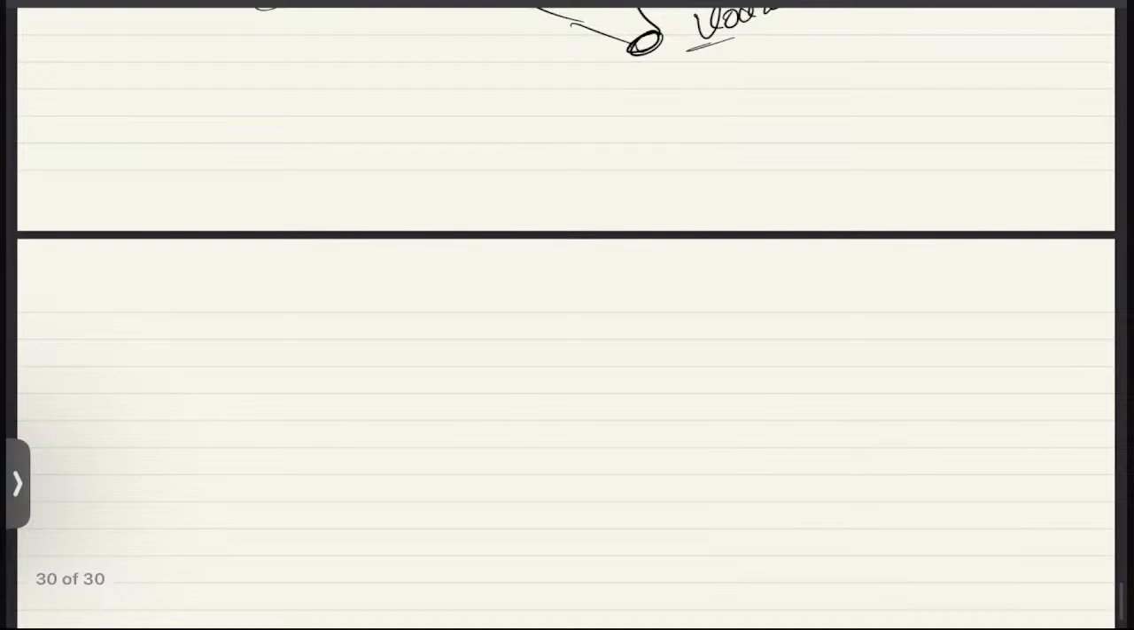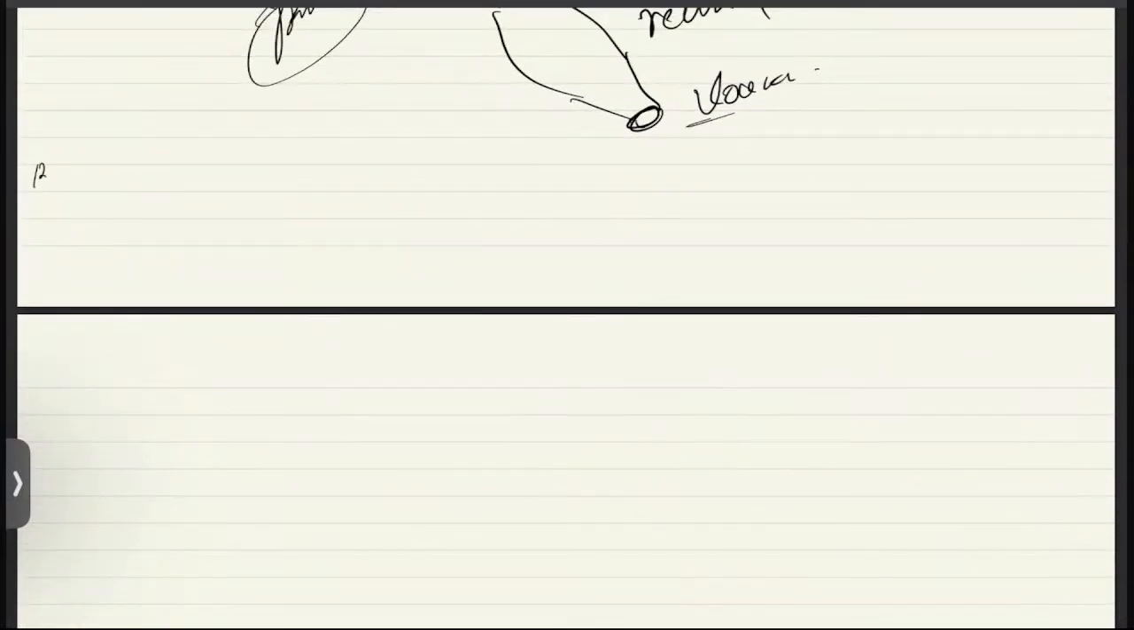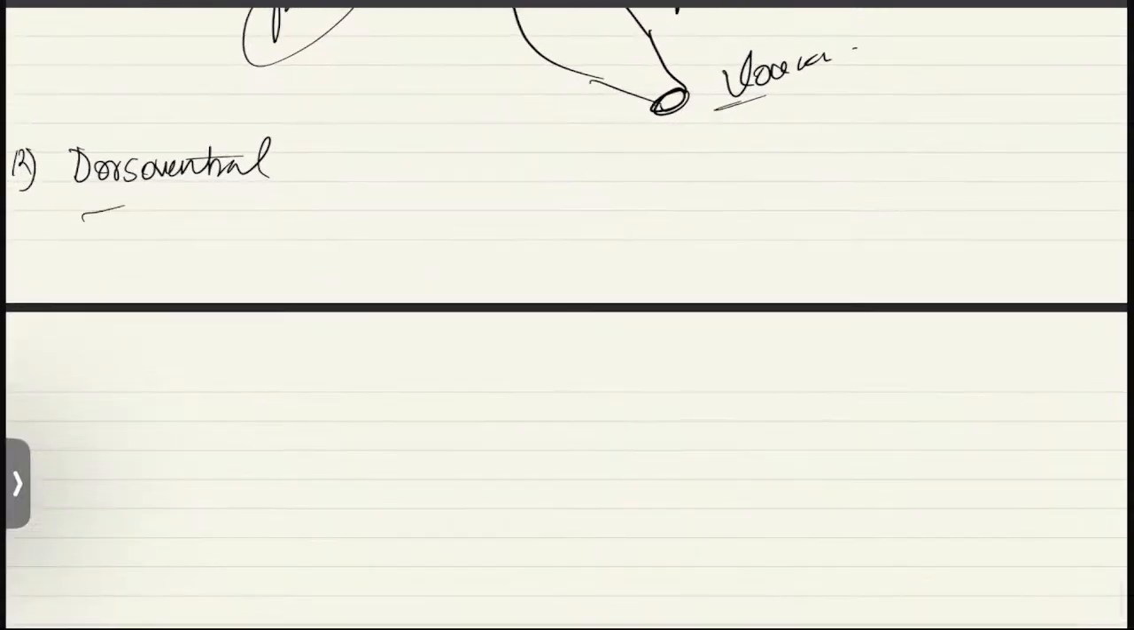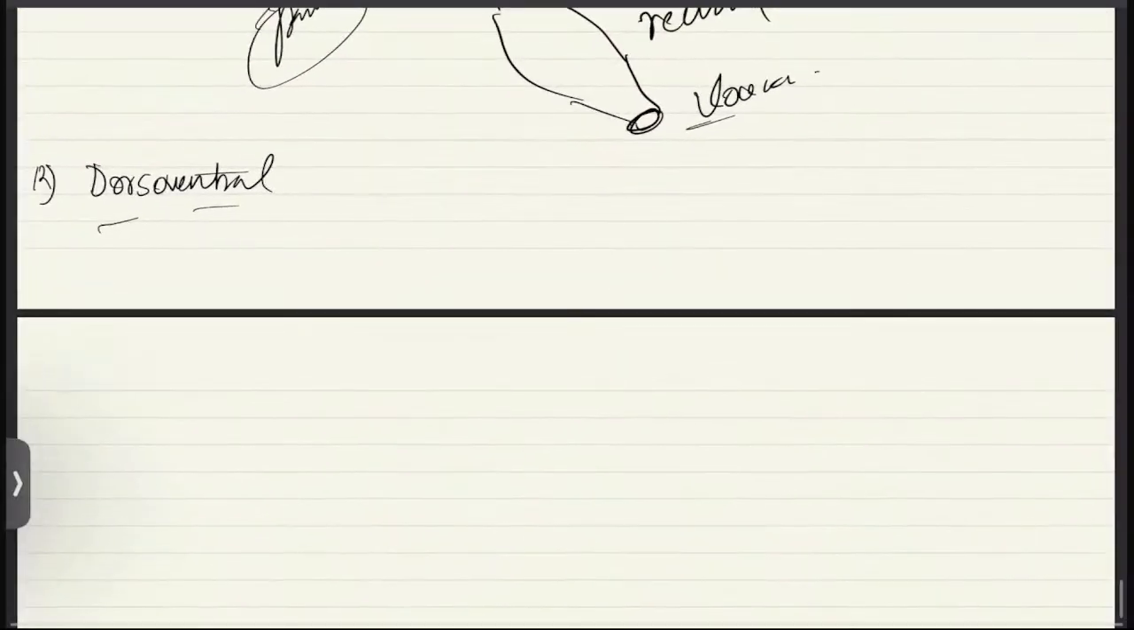Question number 12. What is dorsiventral? Now, dorsiventral is, see, dorsal and ventral. If something is dorsiventrally flattened or dorsiventrally thickened, it means that if this is the organism, you see the dorsal, and underneath it is the ventral side. So if I draw it, this is the dorsal side, this is the ventral side.